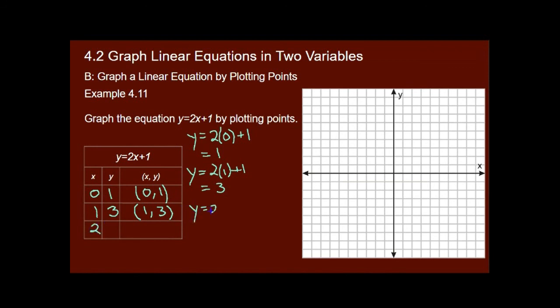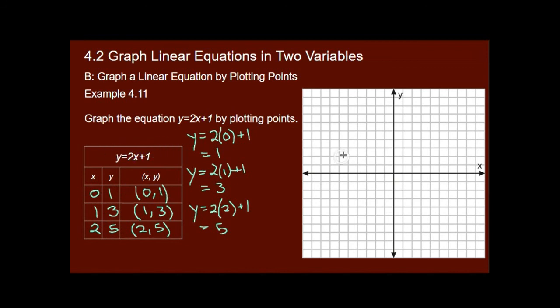Y is equal to 2 times 2 plus 1. 2 times 2 is 4, plus 1 is 5, so I'm going to put 5 here, and my ordered pair is 2, 5. Okay, so I have found my ordered pairs. I found my solutions, right? These are solutions to this equation.